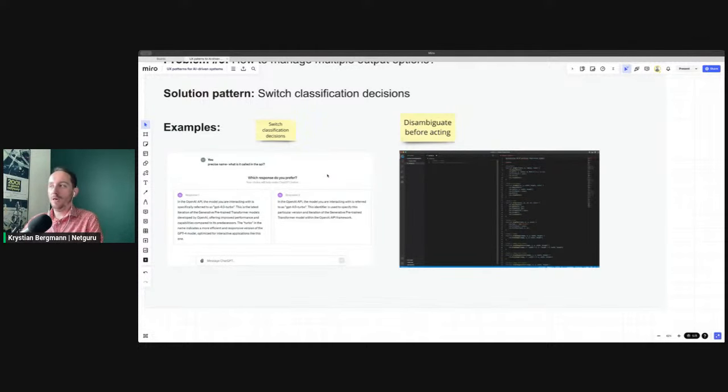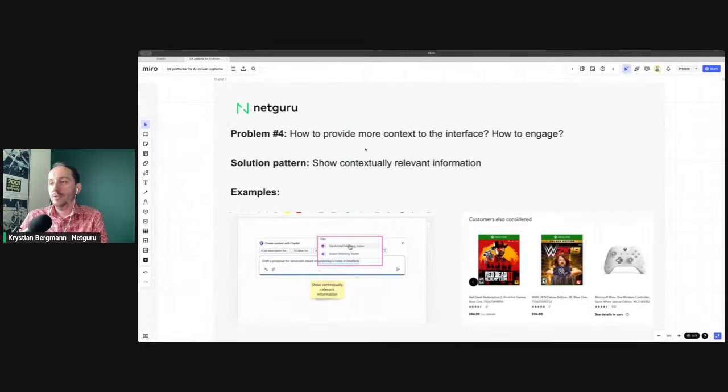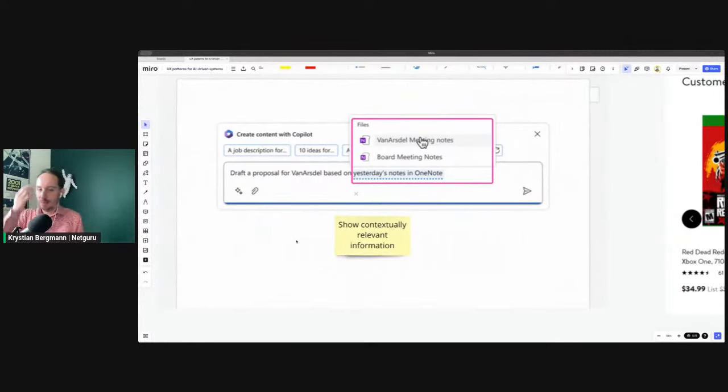Of course, as AI systems grow bigger and more advanced, you probably may not need to have multiple output options. However, again, in generative AI, it may be a good pattern. Problem 4 is how to provide more context to the visible interface, how to engage users, right? This is quite simple and maybe even self-explanatory. So very often, and this is like in the Copilot, you can give the user contextually relevant information, right?